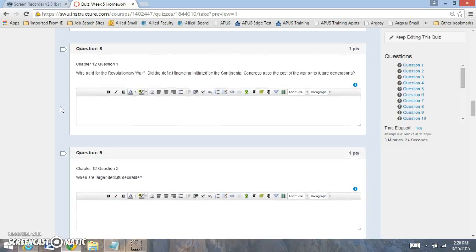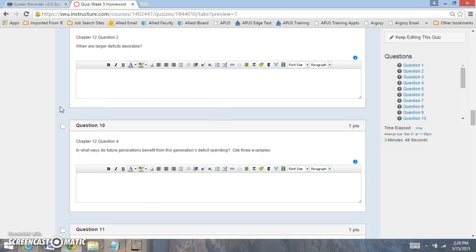Question 8. Who paid for the Revolutionary War? Did the deficit financing initiated by the Continental Congress pass the cost of the war on to future generations? So this is looking at debt spending, and whether if we have debt spending, does that hurt future generations because we have to borrow from one to pay for another.